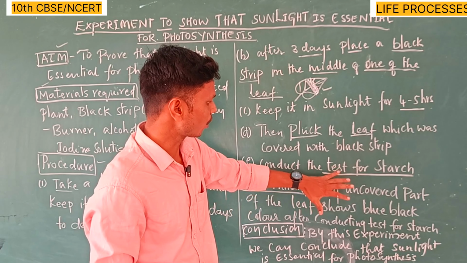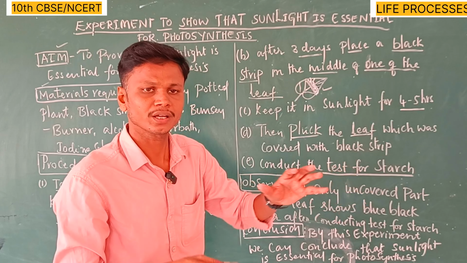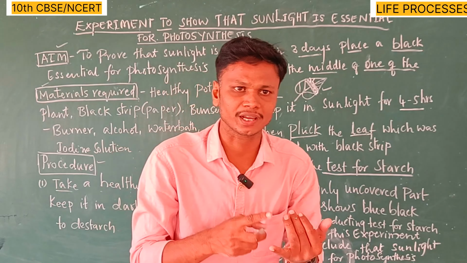Hope you are following. First, what we have to do is take a healthy potted plant and keep it in a dark room for 3 days to destarch it. Then take it out, cover it with the black strip, and place the same plant in the sunlight for 4 to 5 hours. And then you take that leaf and conduct the test for starch. Okay, so you know the procedure.